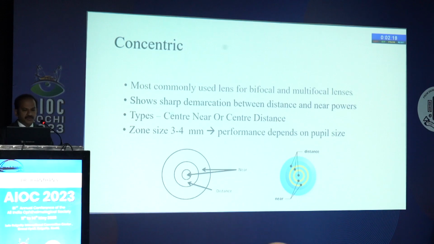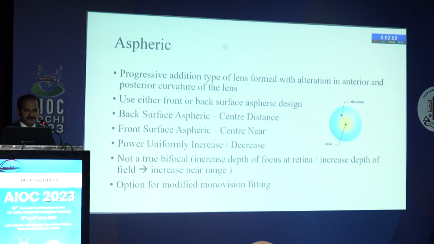Concentric is the most commonly used, whether it is a bifocal or a multifocal lens. It shows a sharp demarcation between the distance and near power. It comes as either center near or center distance depending on the occupation of the patient, and the zone size would be 3 to 4 mm. So since the zone size is fixed, the performance depends on the pupil size of the patient.